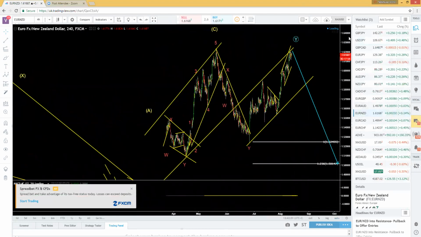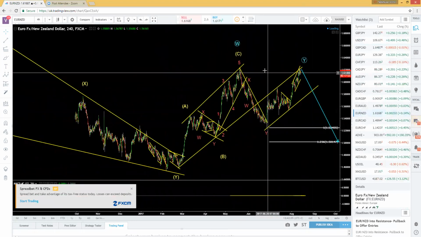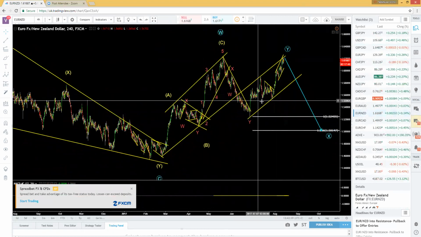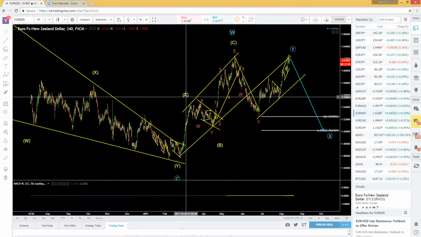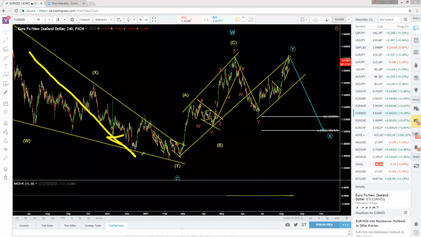So Euro New Zealand, initially, I wanted to sell it here, and I'll indicate why. Just draw the impulse. Here's the impulse on Euro New Zealand, and then we got this correction. And let's draw it properly. We've got this correction.